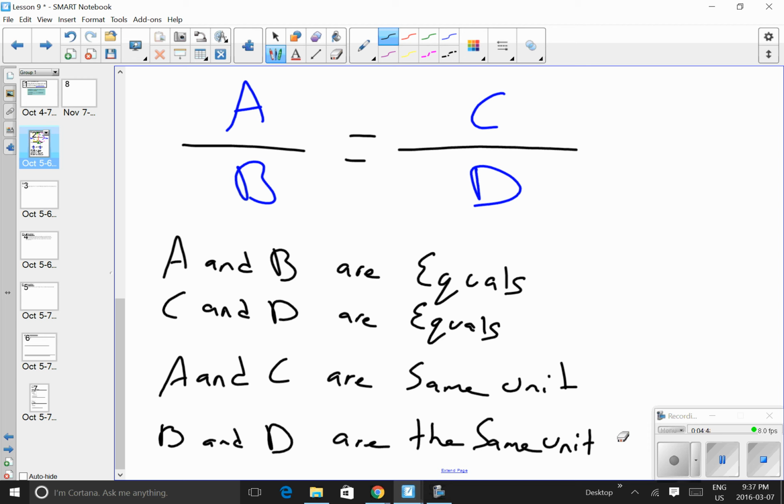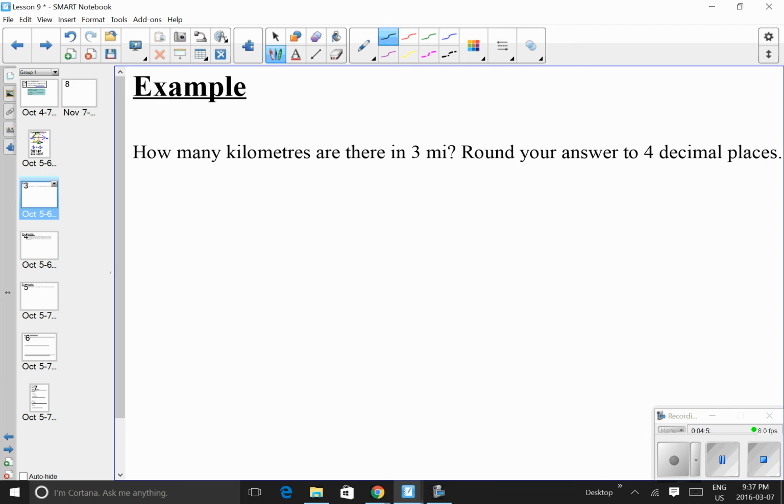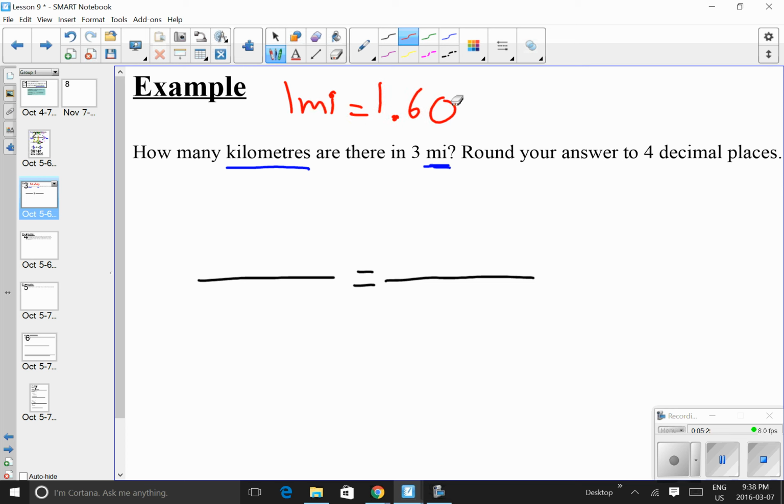All right, so let's do some examples of using these proportions. So the first example is, how many kilometers are there in 3 miles? So first let's set up our proportion. I'm going to need to find something on my formula sheet that uses kilometers and miles. Those are the two units I'm using. So if I look on my formula sheet, I will find that 1 mile is the same thing as 1.6093 kilometers. So that's what's going to go on my first fraction. Okay, 1 mile is 1.6093 kilometers.